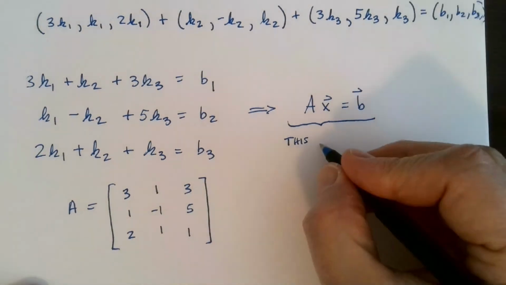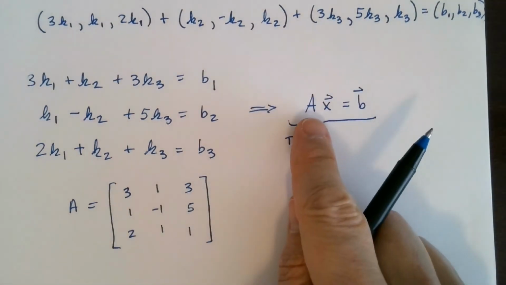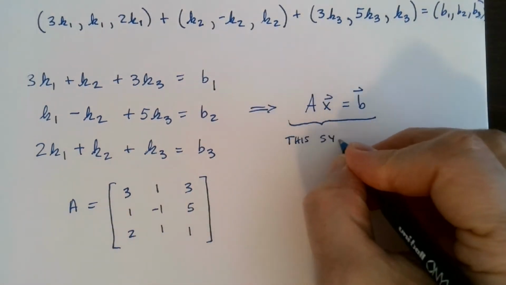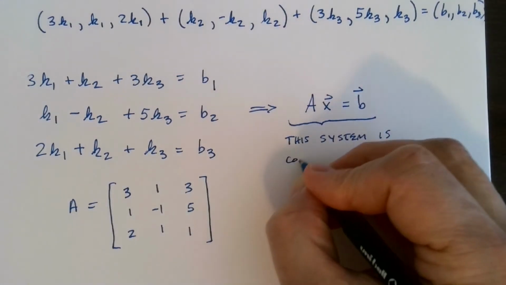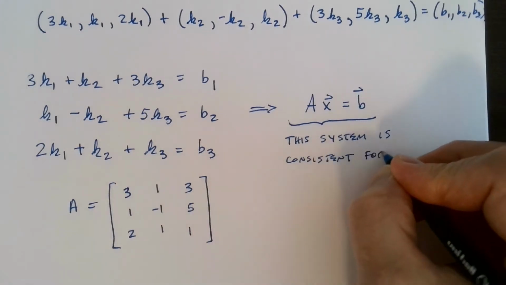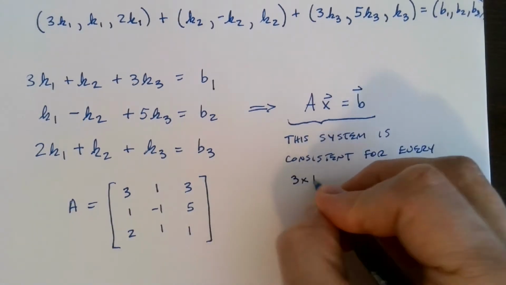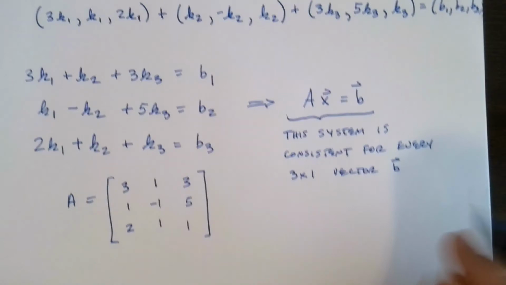And for square matrices, we have some conditions to know when the system AX equal B is consistent. In fact, this system, AX equal B, is consistent for every 3x1 vector B. Does that sound familiar language?